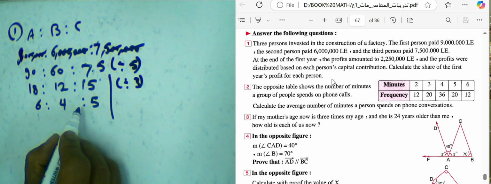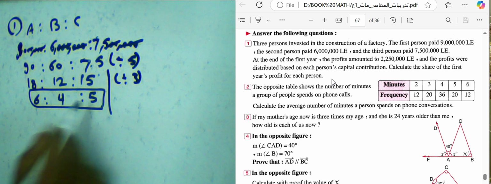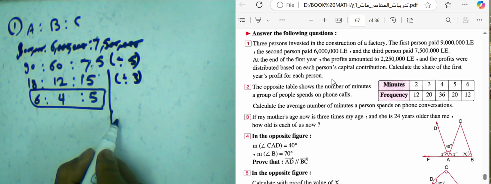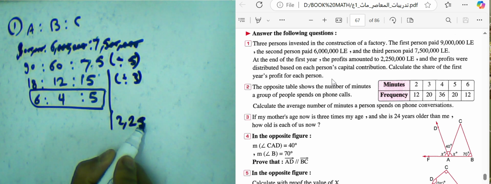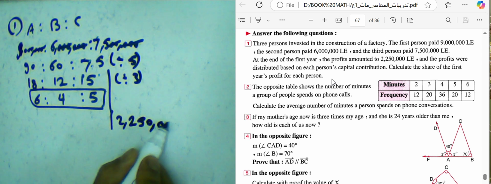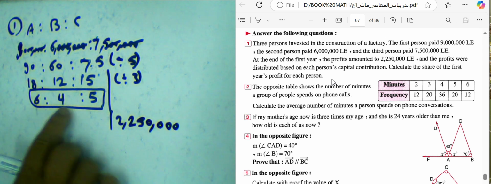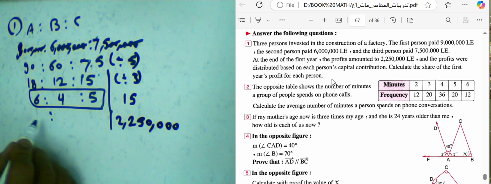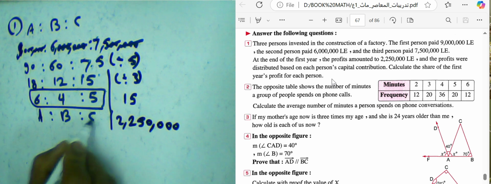Now we add them all. Of course, you got the ratio between the first, second and third, so you add them. Why add? Because you will distribute the whole amount, which is 2,250,000, among 3 persons. The sum of them: 6 plus 4 is 10, 10 plus 5 is 15. We can find the value of A and B and C.